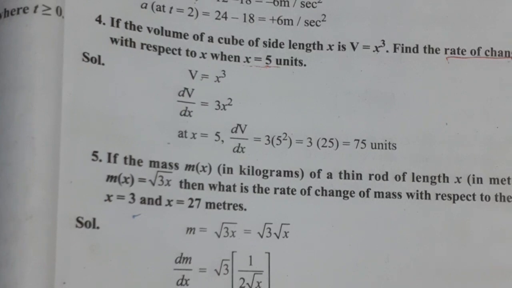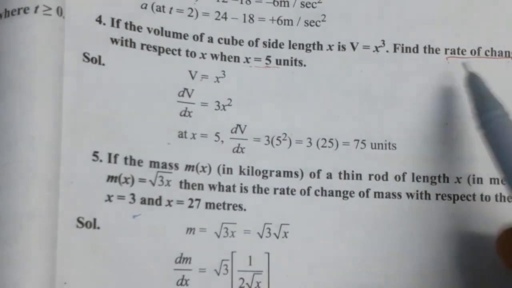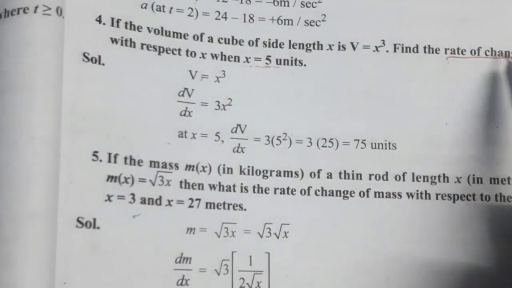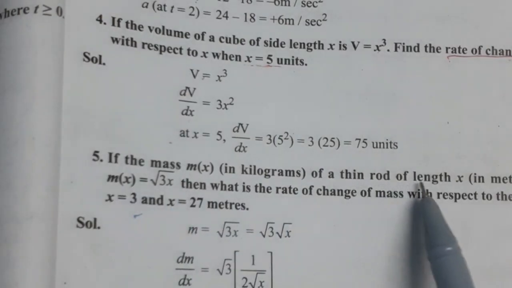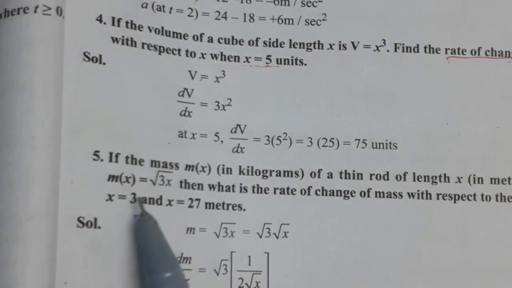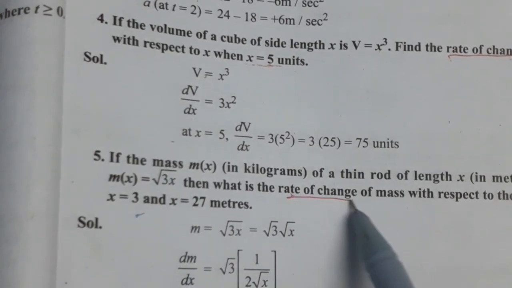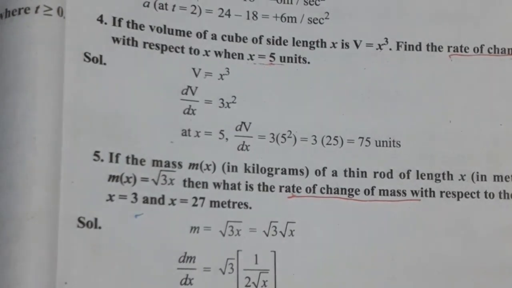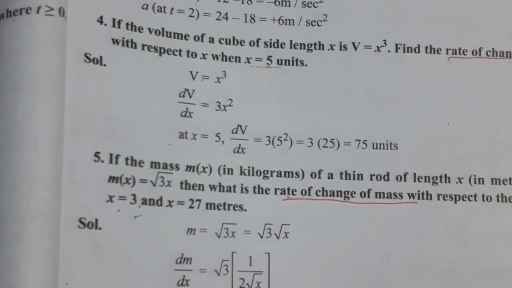Next, I come to the fifth question. What is the fifth question? If the mass m of x, the first one is asking about the cube. Rate of change I'm asking means nothing but we differentiate. Here the mass m of x in kilograms in a thin rod of length x in meters is given by m of x equal to root 3x. Then what is the rate? Here also it asks for the rate of change of mass with respect to length, at x is equal to 3 and x is equal to 27 meters.